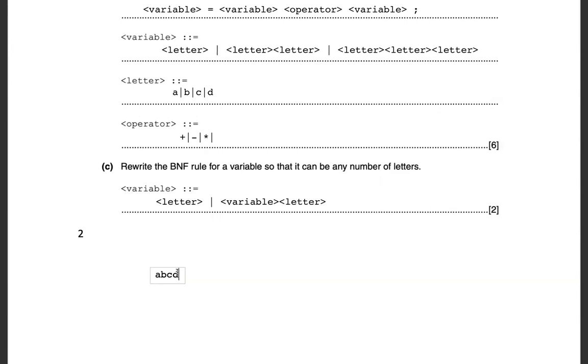And I can add any number of letters, provided that they are of the valid type of letter, A, B, C, D, any length of letters, and I will keep on using this rule and proving that these are all valid variables. So whenever you want to make something of any number of letters or unlimited length or no defined length, this is how you're basically implementing a loop, and this is how a loop is implemented in your Backus-Naur form.